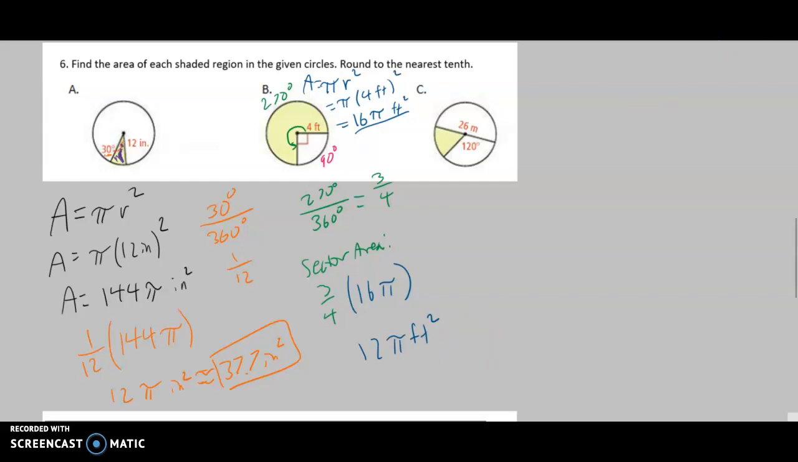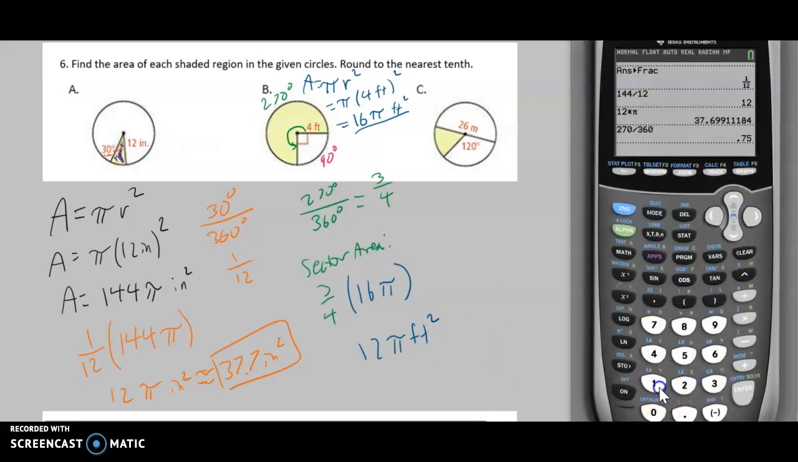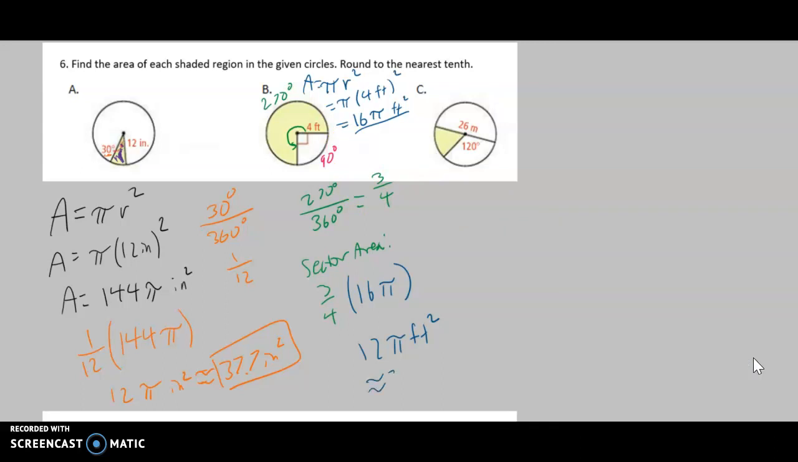Or if we wanted a decimal, let's look at 12 pi. Well, it was the same. Yeah, that's the same as the answer for the last one. So 37.7 again, square feet.